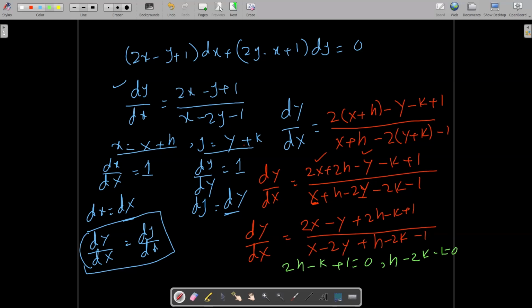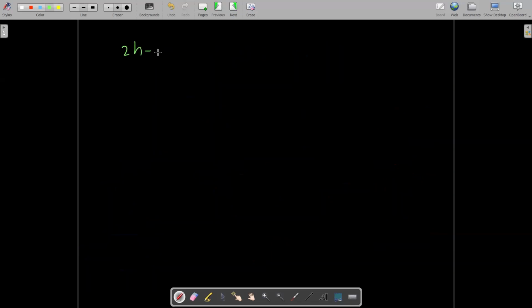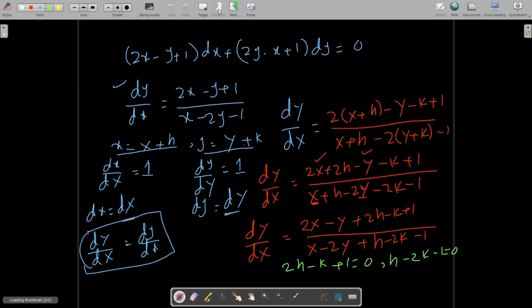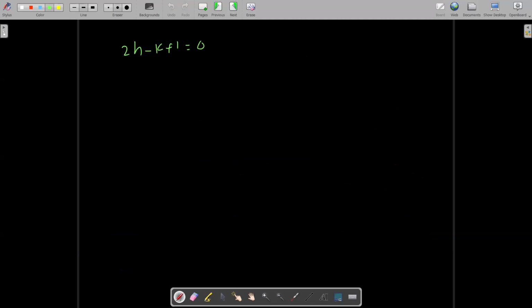Okay. So how can we solve 2h minus k plus 1 equals 0 and h minus 2k minus 1 equals 0? How would you solve that? I got h equals 3 over 5 and k equals minus 1 over 5. Are you sure? Let me check, I think that was your mistake.